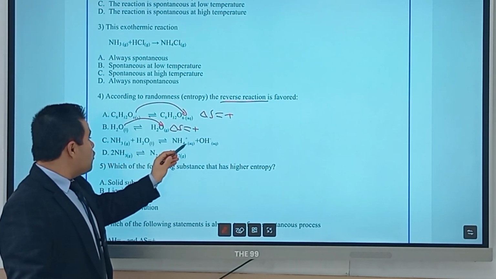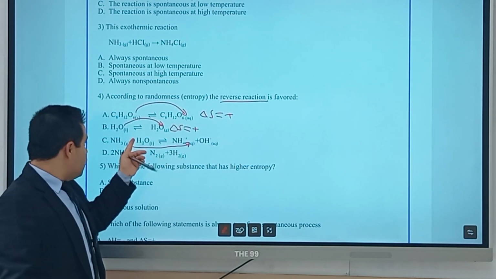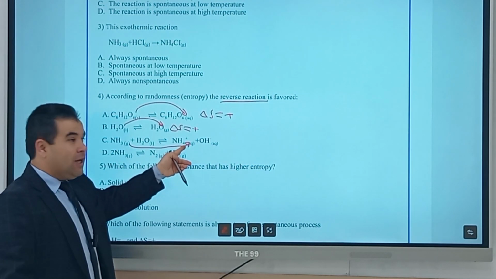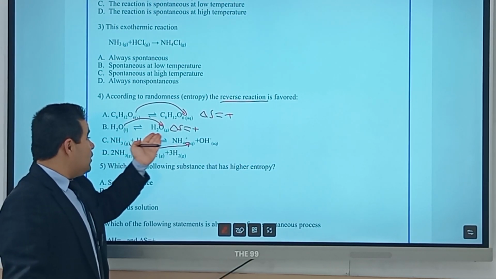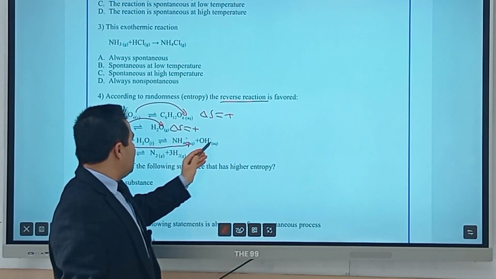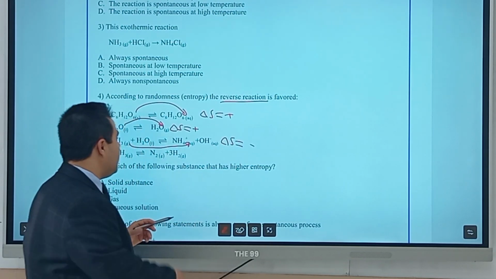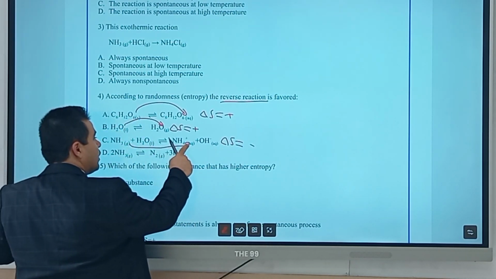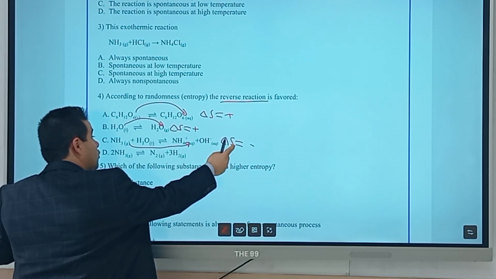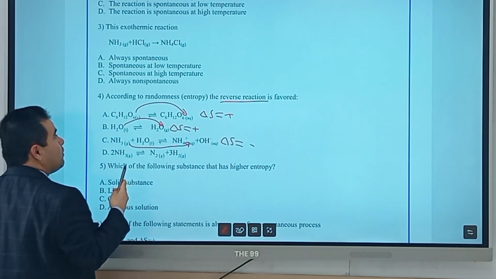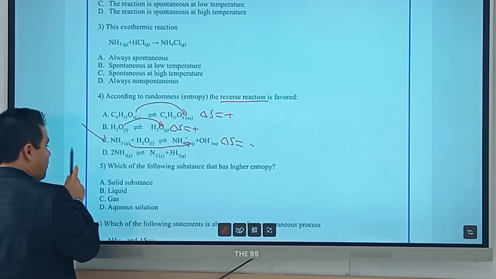Gas and liquid go to aqueous. So gas goes to aqueous. We do not count the liquid going to the aqueous. Why? Because the gas reduces to aqueous. So it has a negative entropy. Why? Because gas goes to aqueous. The forward is negative entropy. How about the reverse? Positive entropy. So for this one, the reverse is favored according to the entropy.